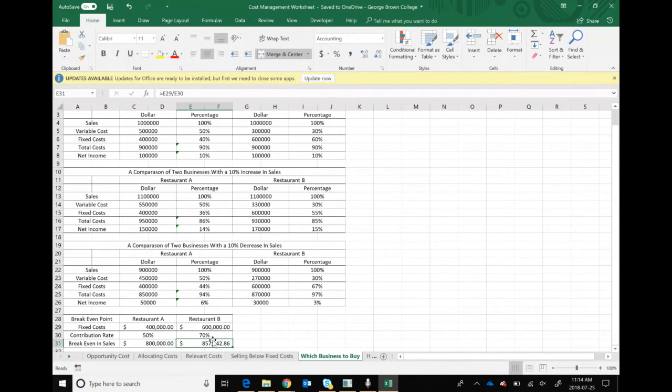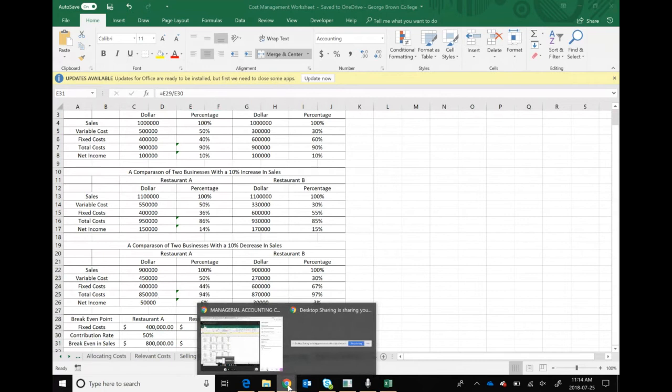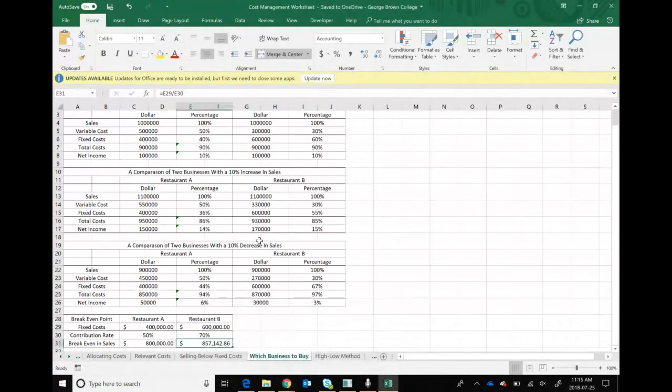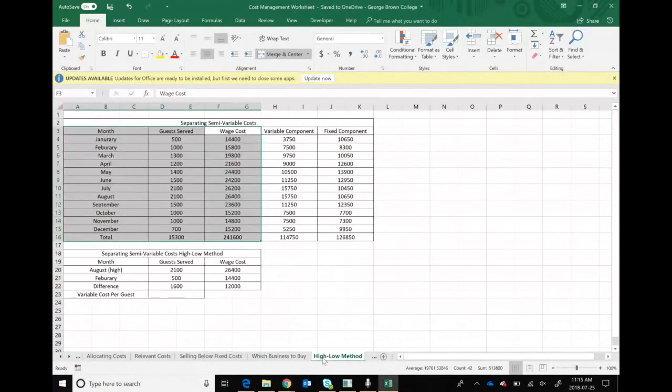So we'll show this on Collaborate because it's easier done with Excel. Am I still sharing this? Yep. So we go to the high-low method here.